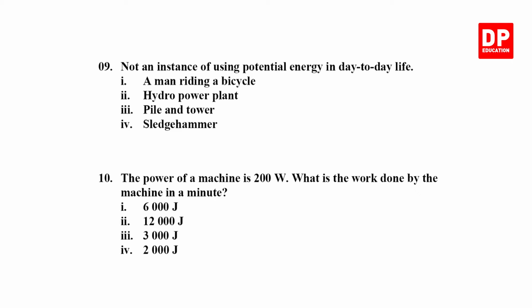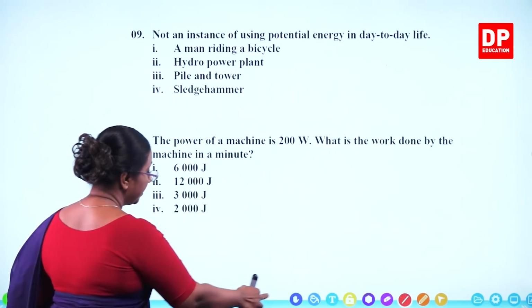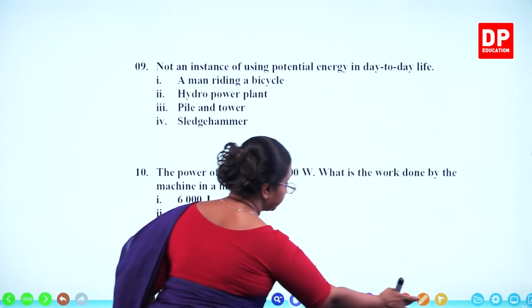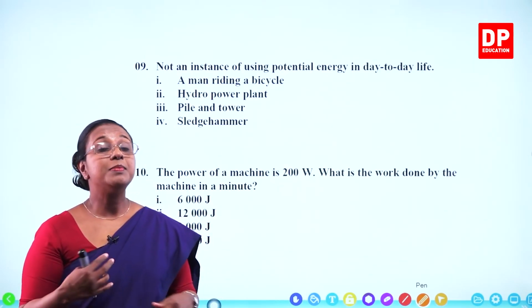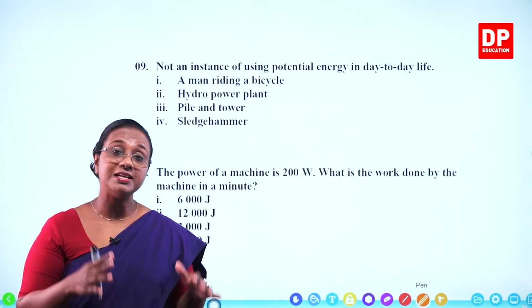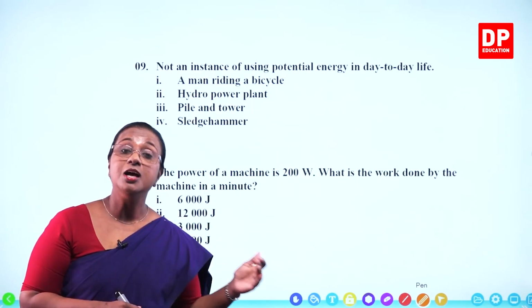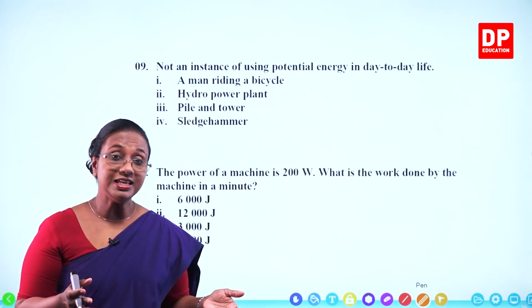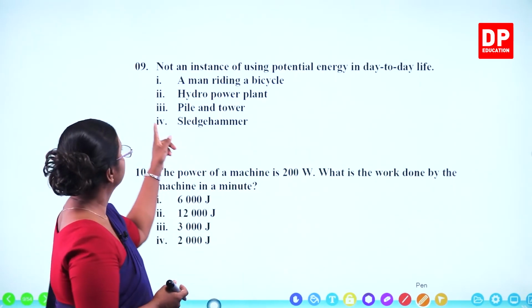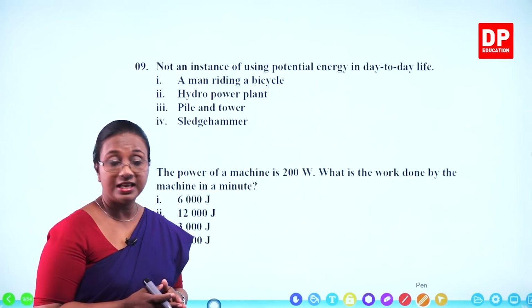9. Not an instance of using potential energy in day-to-day life. So if we consider a man riding a bicycle. When a person is riding a bicycle, the person and the bicycle together are moving. So if an object is moving, what is the energy? It's kinetic energy. So there it is kinetic energy.